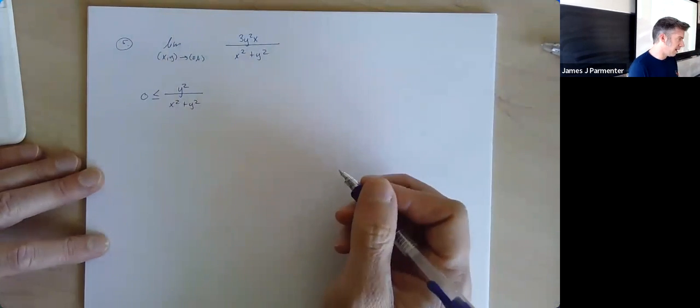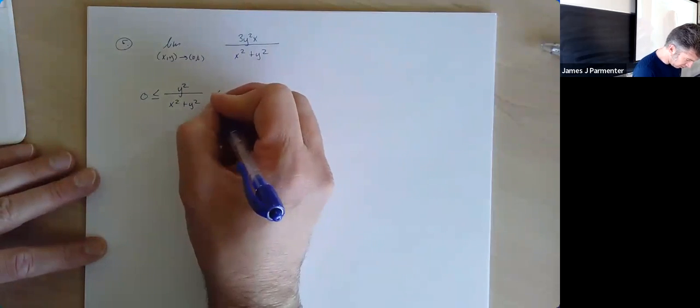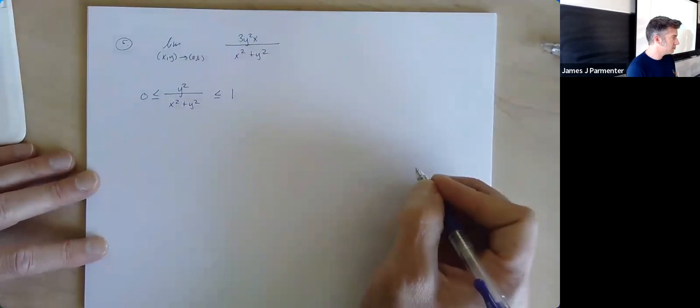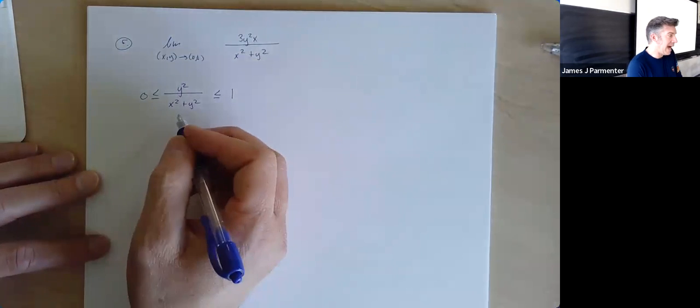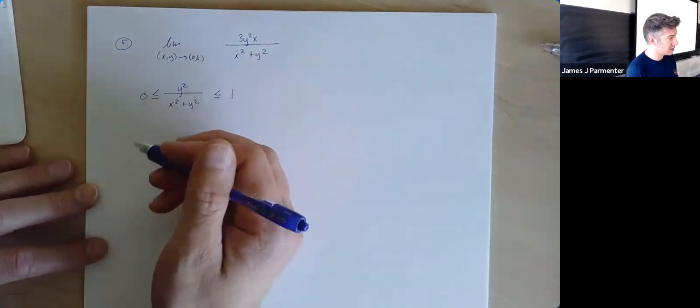Could be 0, right? If y is 0 and x is not 0. It's also for sure always less than or equal to 1, because x squared plus y squared has to be bigger than or equal to y squared. And then we can make a squeeze theorem sort of argument.